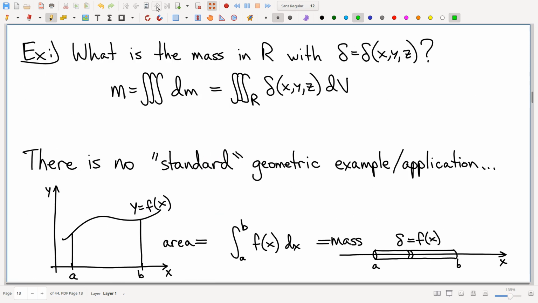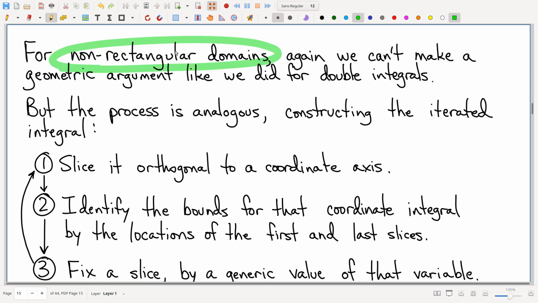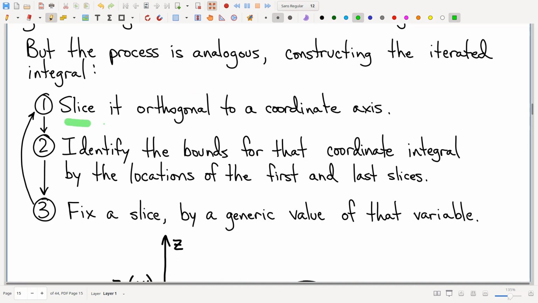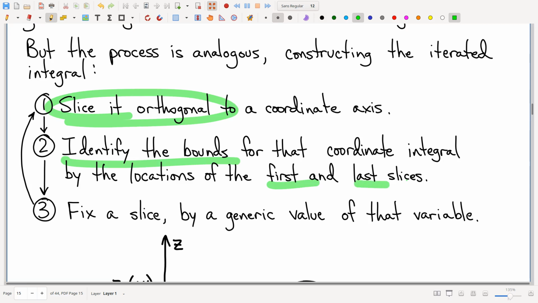Again, I claim that this works, and the corresponding picture is four-dimensional, and we can't really see that. But same process. Decide what direction you're going to slice. Find your bounds based on where the first and last slices are. Fix a slice and repeat. You go back and you do it all over again with your next variable. Okay, so let's see this in action.